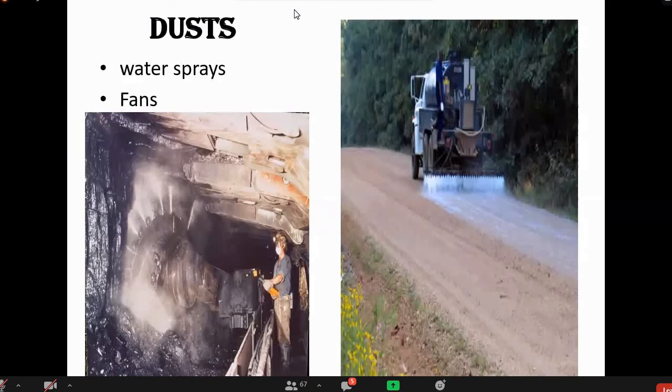This is like in this picture, they are making the roads. If they are putting water on here, it is going to settle the dust.